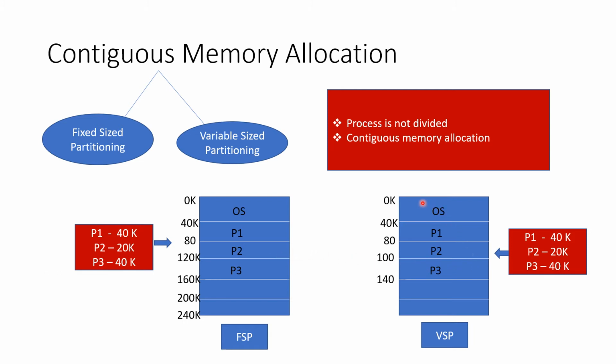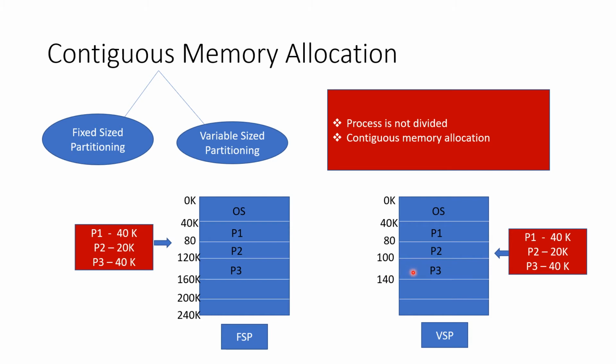Likewise, if we talk about variable size partitioning, initially in the variable size partitioning scheme there are only two partitions. First is allocated for the OS only, and the rest is not divided. As soon as the processes arrive, the memory is divided according to the demand of the processes. This memory is not divided initially, but when process P1 arrived, 40K is allocated to it. When process P2 arrived, 20K is allocated to it. When P3 arrived, 40K is allocated to it.